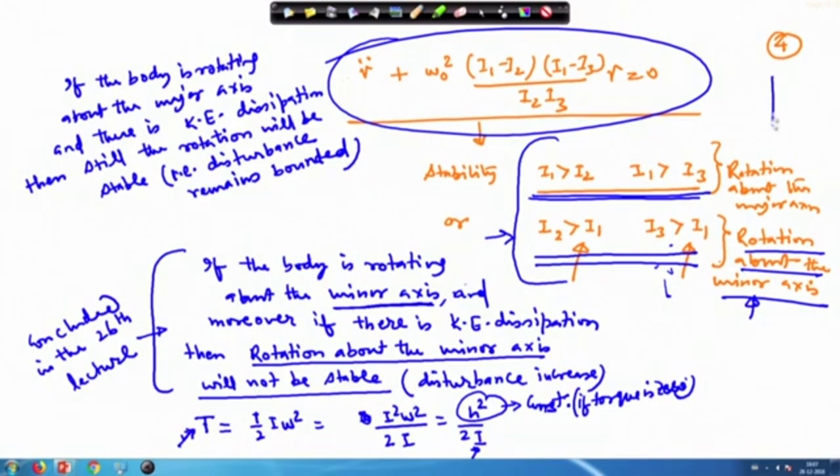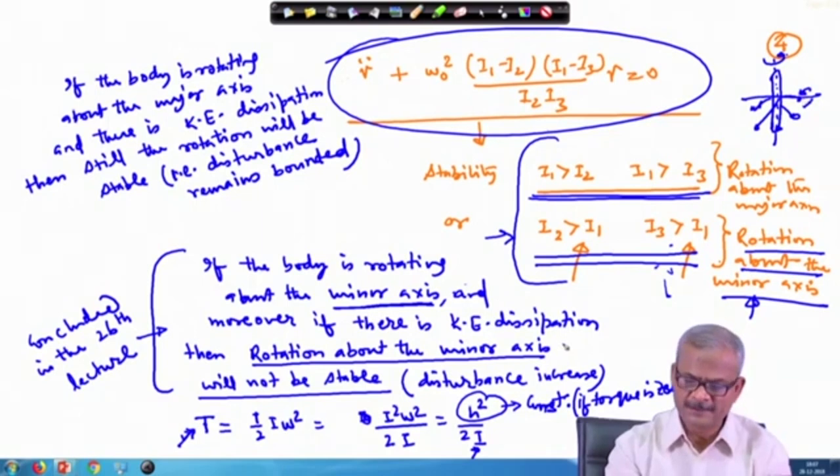So, if the rotation is about the minor axis, it is bound to flip the axis of rotation. As you have seen in the case of the Explorer, it was rotating about the minor axis, and there were four turnstile antennas. During the course of time, because of the vibration in the turnstile antenna, the kinetic energy got dissipated, and then the Explorer, instead of rotating about this axis, started rotating about this major axis. So, this was a big lesson learned.